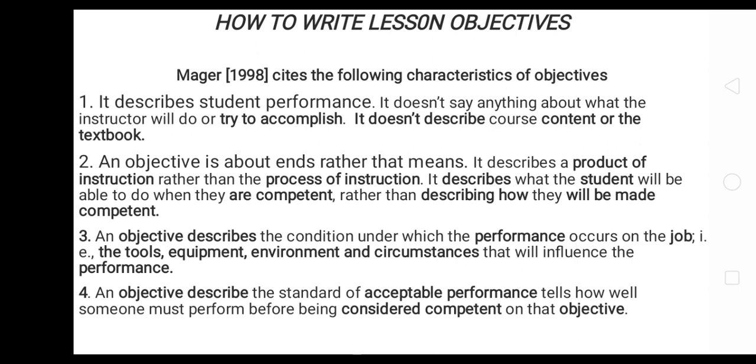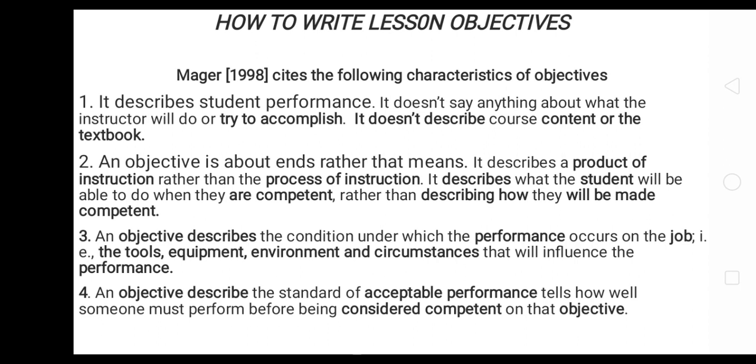It describes a product of instruction rather than the process of instruction. It describes what the students will be able to do when they are competent, rather than describing how they will be made competent. So learning objectives reflect the end that we are trying to achieve in the lesson, rather than the means, which are important ways of achieving them in a lesson.